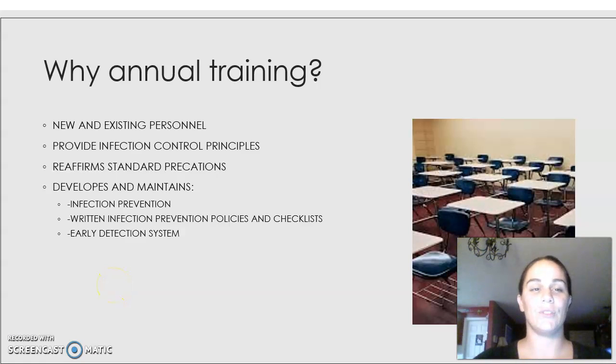Why are we doing annual training? We do annual training to provide education for new and existing dental healthcare personnel and ensure infection prevention principles and procedures are understood and followed. It provides principles and recommendations for infection control in dental healthcare settings. It reaffirms standard precautions as the foundation of preventing infection transmission.